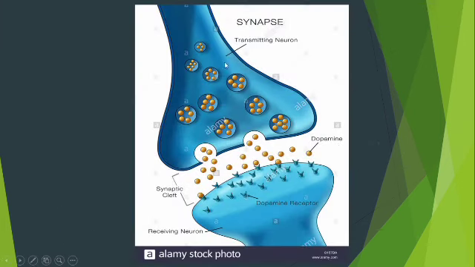So here you can see an action potential is generated at the axon terminal, and it depolarizes the plasma membrane of the presynaptic cell.